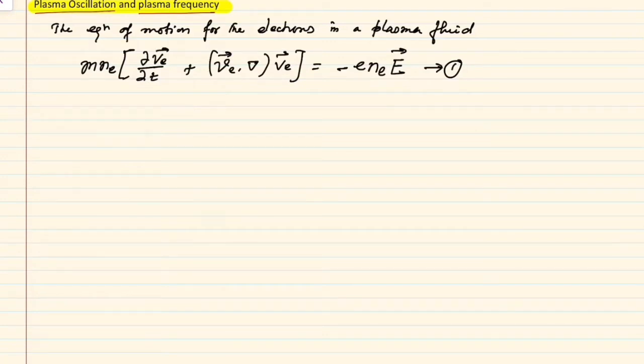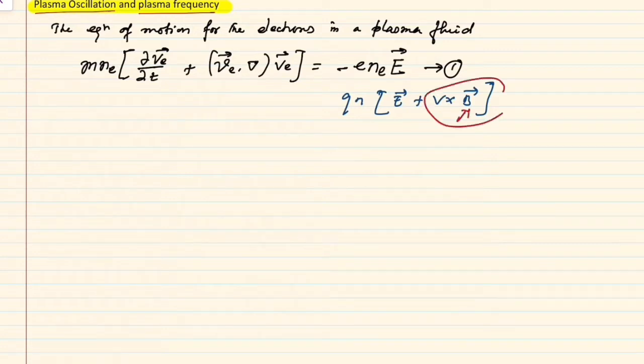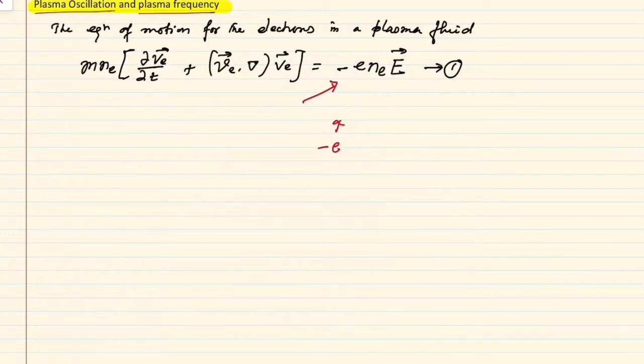Okay, now you see, actually we have got the momentum equation in this form, on the right hand side q Ne (E plus v cross B), isn't it, in this form. But here we are not applying the magnetic field, that's why this term is missing, and the charge of electron is given by minus e here, so that's why we have got this equation. So I hope you have got it.